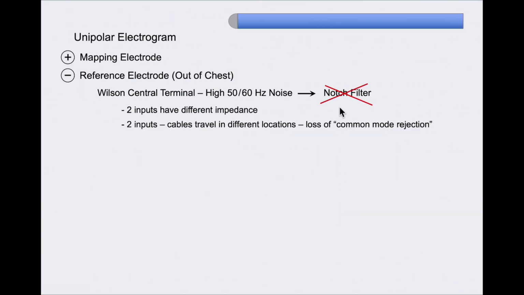So I never use notch filters. So in order not to use a notch filter, I can't use the Wilson Central Terminal with my recording system as the reference electrode for unipolar recording. So I need something else. I need something that doesn't have these two problems.